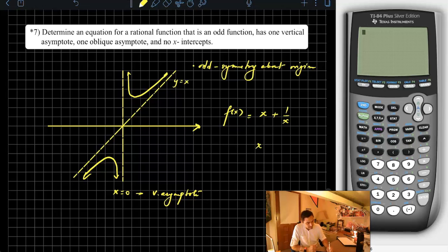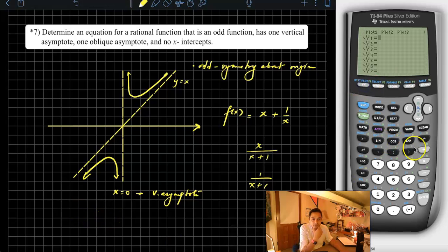I could write it as x plus 1 over x, or 1 over x plus 1. We're going to try a bunch of these functions out and see which one fits these constraints. I'm going to do it on my calculator right now. Let's try the first one: y equals x plus 1 over x should work. This should be the first function we wrote down.